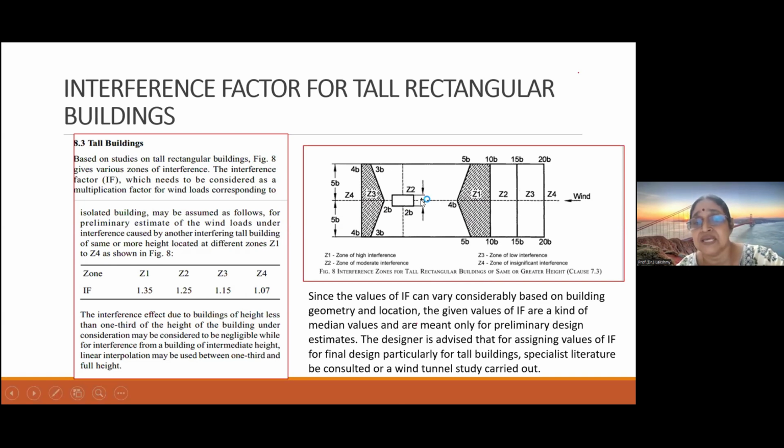And you can see that B is the width of the building and the length of the building is 2B. So this is applicable only for this case, but Z1 is the maximum zone, which is at 5B to 10B distance, and the value you can find is 1.345. So basically, for a rectangular building with plan dimensions in the ratio of 1:2, you may be able to work out the interference factor using the data given in this IS 875. But again, it says that the designer can use it for preliminary design, and may also carry out some specialist literature study or wind tunnel study.